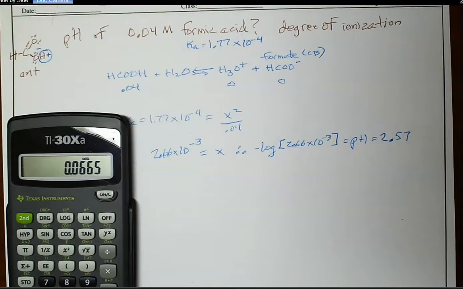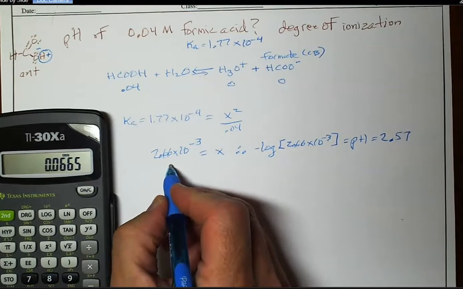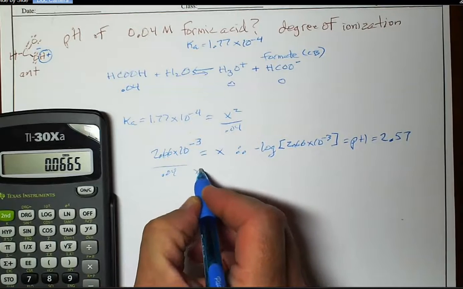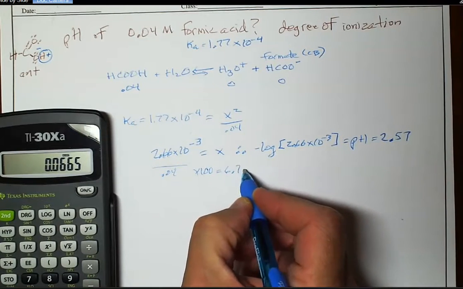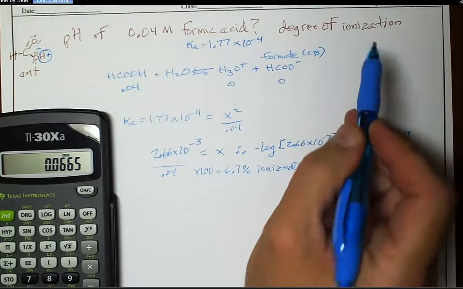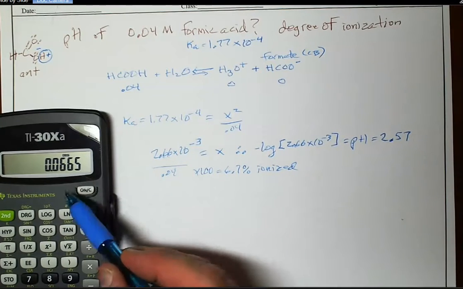Alright, and that's 6.6%. That's actually just a little bit high. Remember, we want this to be under 5%. But still, we take this and we divide it by 0.04 and then multiply by 100, and we get 6.7% ionized for the percent ionization. The degree is the 0.066, this number.